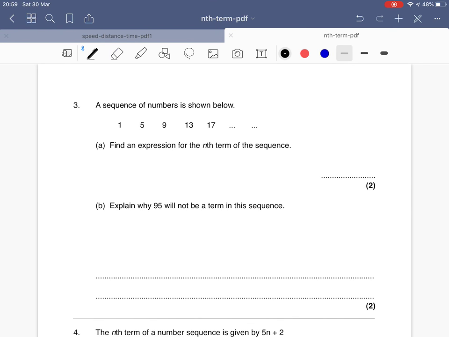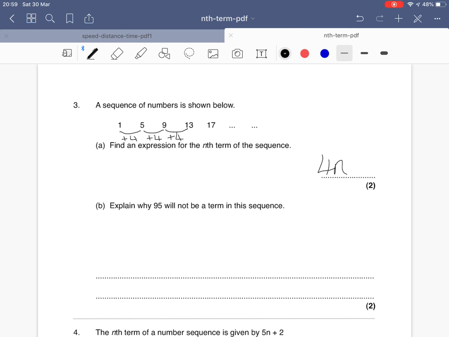So a sequence of numbers is shown below. Find an expression for the nth term of the sequence. So 1 to 5, we add 4. From 5 to 9, we add 4. From 9 to 13, we add 4. So it's going up in 4, so it's 4n.